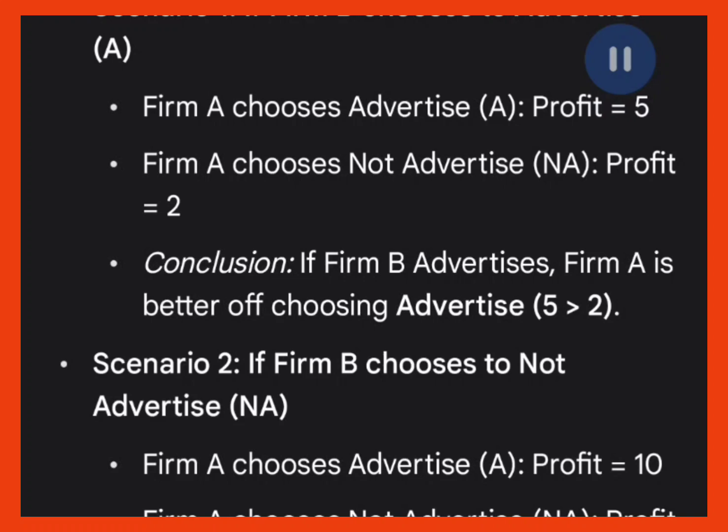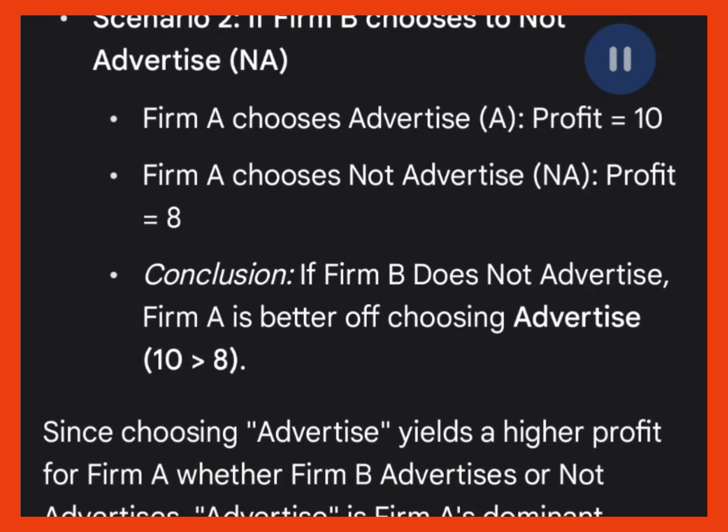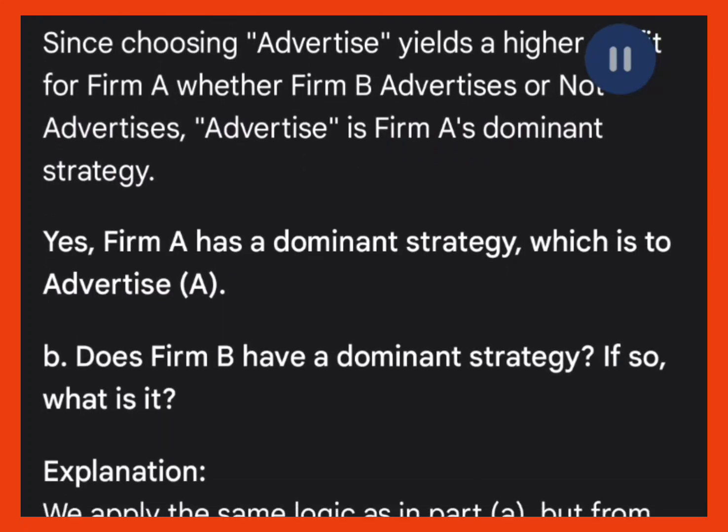Scenario 2. If Firm B chooses to not advertise NA, Firm A chooses advertise A: profit equals 10. Firm A chooses not advertise NA: profit equals 8. Conclusion. If Firm B does not advertise, Firm A is better off choosing advertise, 10 greater than 8. Since choosing advertise yields a higher profit for Firm A whether Firm B advertises or not, advertise is Firm A's dominant strategy. Yes, Firm A has a dominant strategy, which is to advertise A.